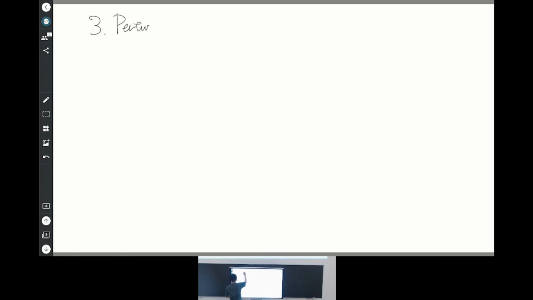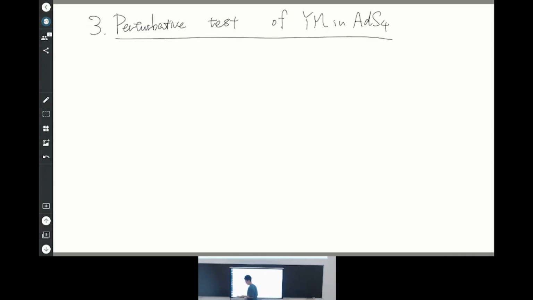perturbative test of Yang-Mills in AdS4. And this is just summarizing the result of the paper, which appeared this week, and not by me, by Ricardo and Lorenzo and Fabiana and Marco Cerrone. So let me first draw this picture. So the result is like this.